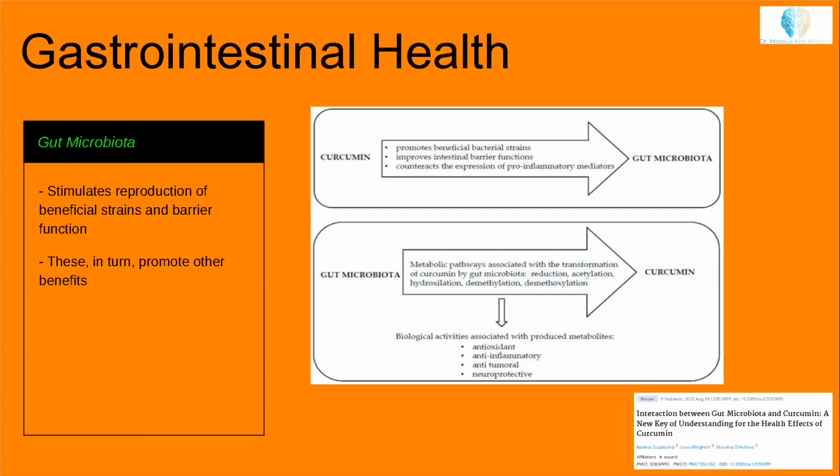Now talking about gastrointestinal health, we have beneficial effects on gut microbiota. Curcumin stimulates the reproduction of beneficial strains of microbes in the microbiota, it improves barrier function, and these two things in turn promote other benefits. That benefits not only the GI tract, but the entire organism.